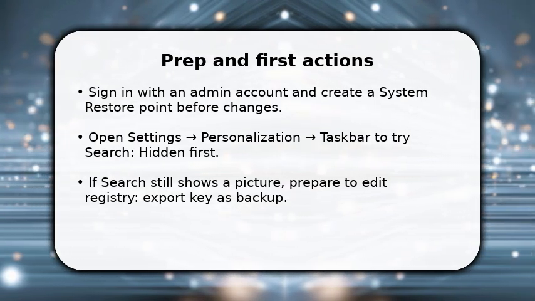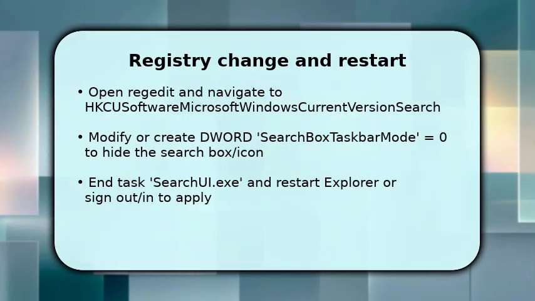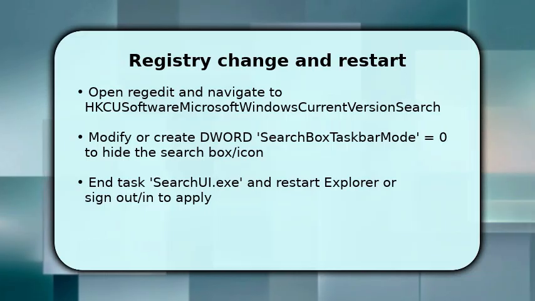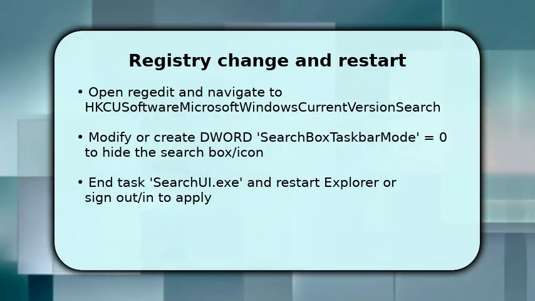Run regedit and go to the search key under HKCU. Create or set the DWORD named SearchboxTaskbarMode to 0. That tells Windows not to render the search box or picture on the taskbar.